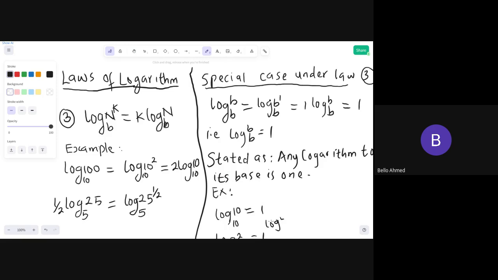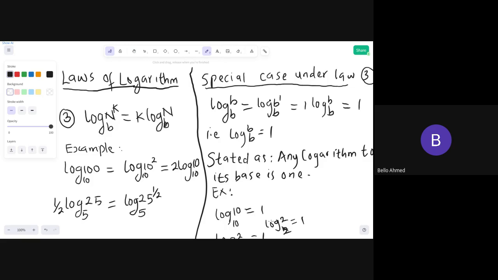The logarithm of 2 base 2 is going to give you 1. It's also going to give you 1. So any logarithm to its base is going to give you 1. Please take note of that.